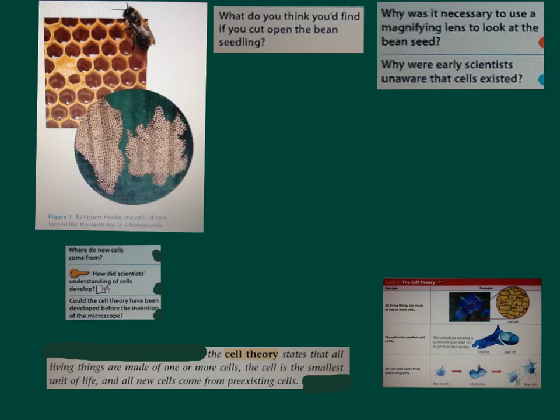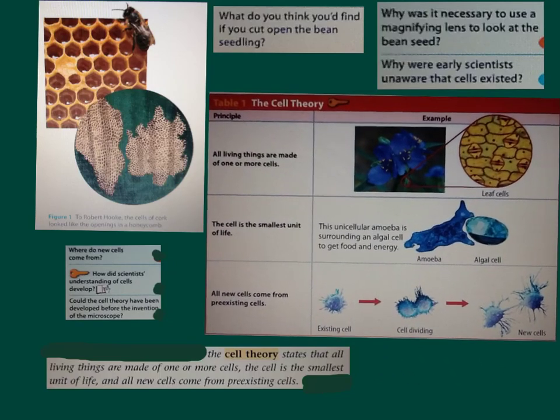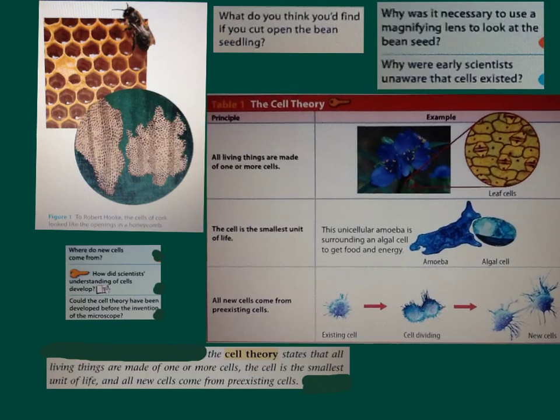Almost 2 decades later, Rudolf Virchow, a German doctor, proposed that all cells come from pre-existing cells, or cells that already exist. The observations made by Schleiden, Schwann, and Virchow were combined into one theory. As illustrated in Table 1, the cell theory states that all living things are made up of one or more cells. The cell is the smallest unit of life, and all new cells come from pre-existing cells. After the development of the cell theory, scientists raised more questions about cells. If all living things are made of cells, what are cells made of?